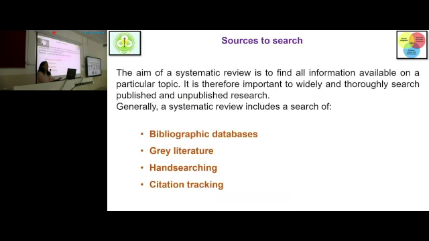The main aim of a systematic review is to find all the information related to your topic in one place, and it is therefore important to widely and thoroughly search published as well as unpublished research. As ma'am already told you, we have to search the grey literature also, which are unpublished resources. So generally systematic reviews include the search of these 4 basic resources.